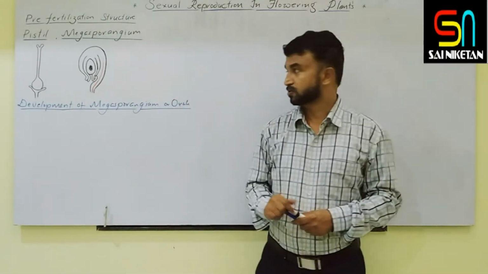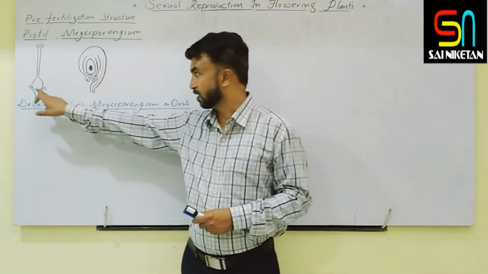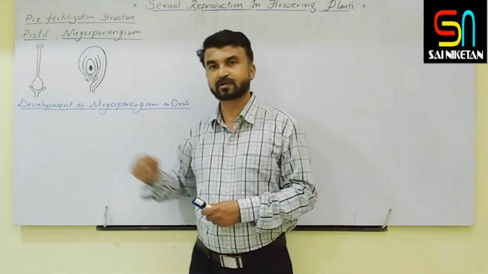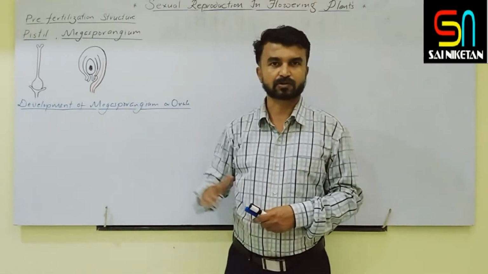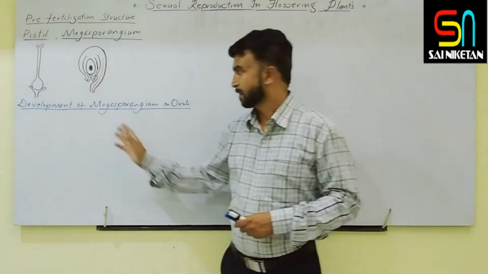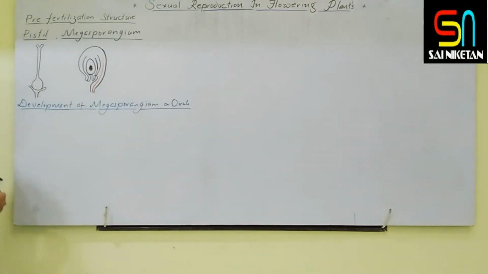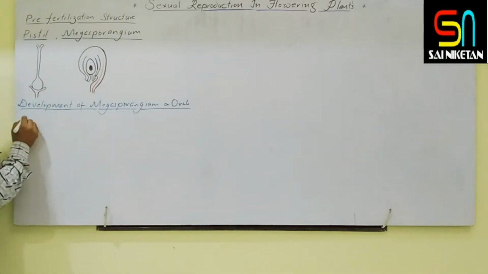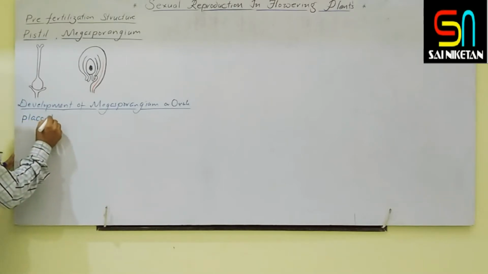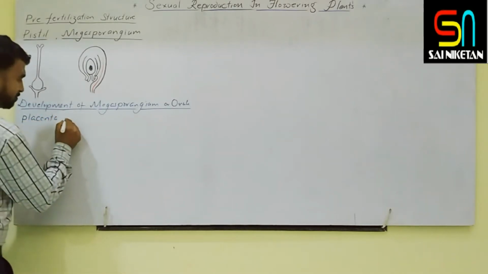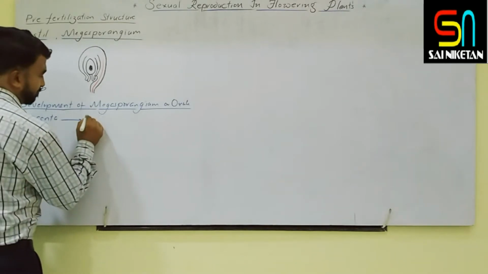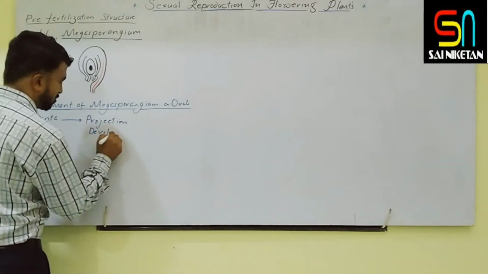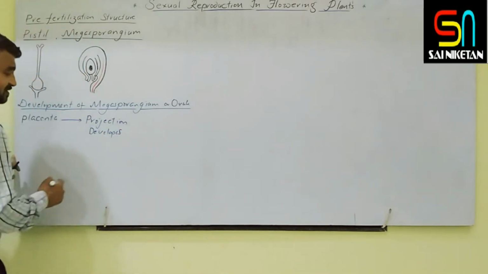The basic question is how this ovule or megasporangium develops inside the ovary. This is an extension of the syllabus, not actually given in the textbook, so just understand this; it is not necessary to be perfect. So, development of the megasporangium or ovule. If you take this ovary, in that the placenta is there. From that placenta, some projection develops.